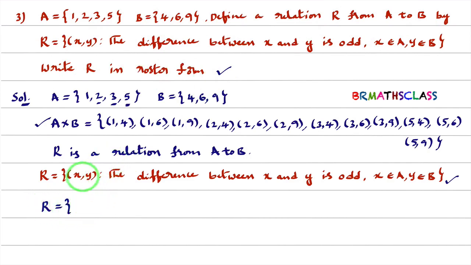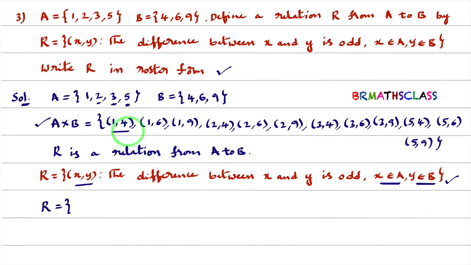You can observe here x is in A and y is in B. That means x is in A and y is in B. You can observe all the elements of A cross B: first elements are in set A, second elements are in set B. That we know from the definition of the Cartesian product of sets. Here, you identify the ordered pairs (x, y) whose difference is odd.